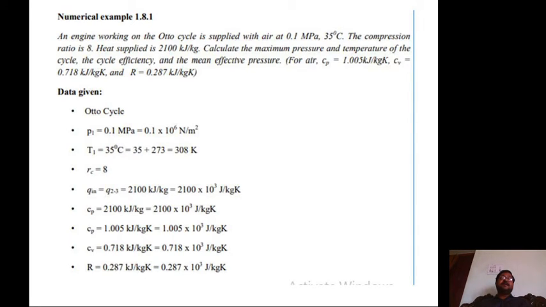Q supplied, Q2 to 3, is 2100 kilojoules per kg. R is 10 to the power of 3 joules per kg Kelvin. Cp value, 2100, but this is not there. Cp value, this is wrong. You don't take this. Cp value he has given. Only the Cp value is 1.005. Cv value is 0.718. And then R value also he has given.